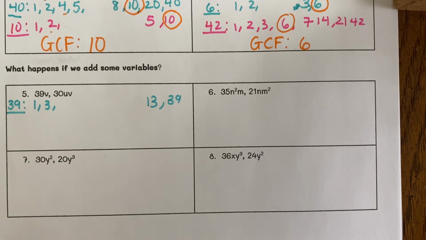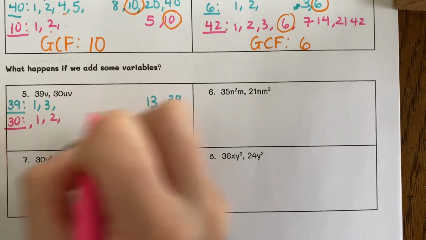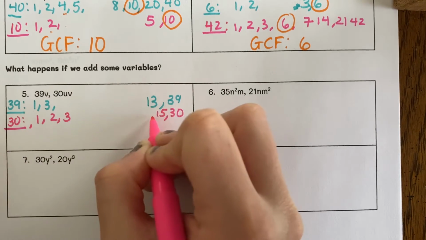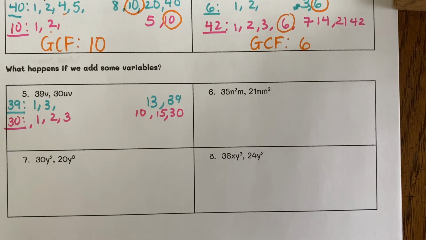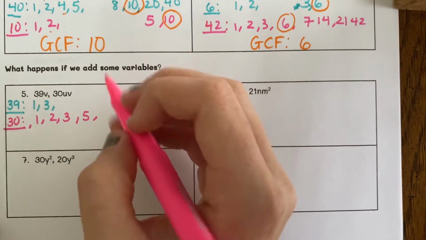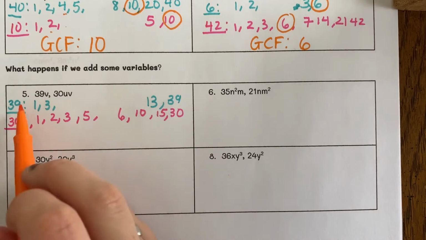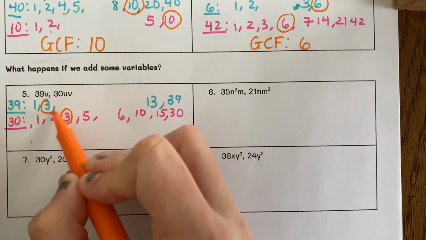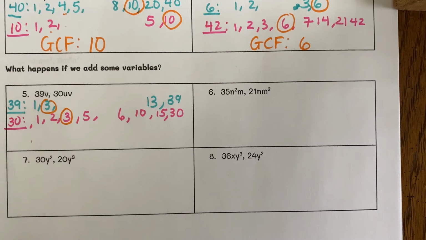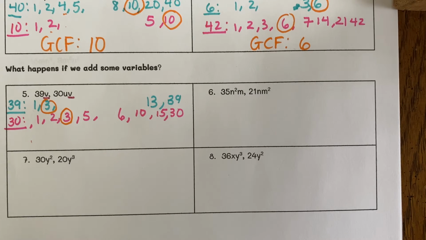And then I have 30. So I have 1 and 30, 2 and 15, 3 and 10. 4 does not go into 30, 5 does go into 30, so I have 5 and I have 6, and then we're back at 6. So just from the numbers, the GCF of 39 and 30 is going to be 3. But now I have these variables. So I have a V and a V here, and I have a U. So we're gonna take out, and the same way we take out like the greatest common factor with the number, we're gonna do that with the variables as well.